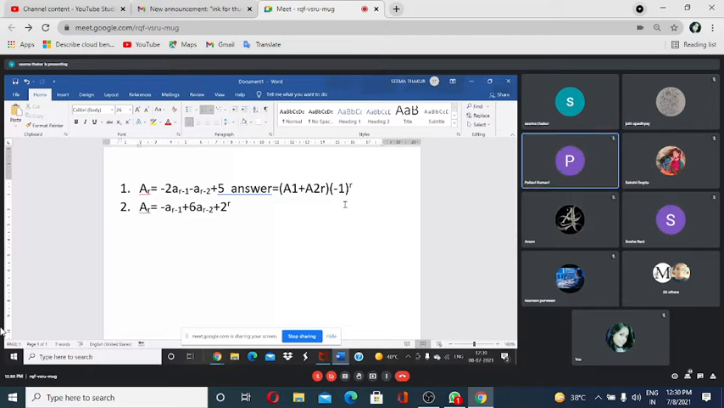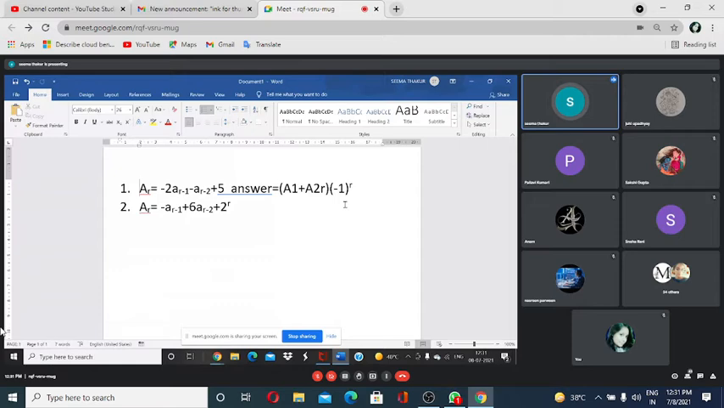Okay. For the next equation, what will be the characteristic equation of the second question? Alpha square minus alpha plus 6 is equal to 0. Alpha square plus alpha minus 6, and that will be equal to 0. So obviously you will get the two roots, that is 2 and minus 3.